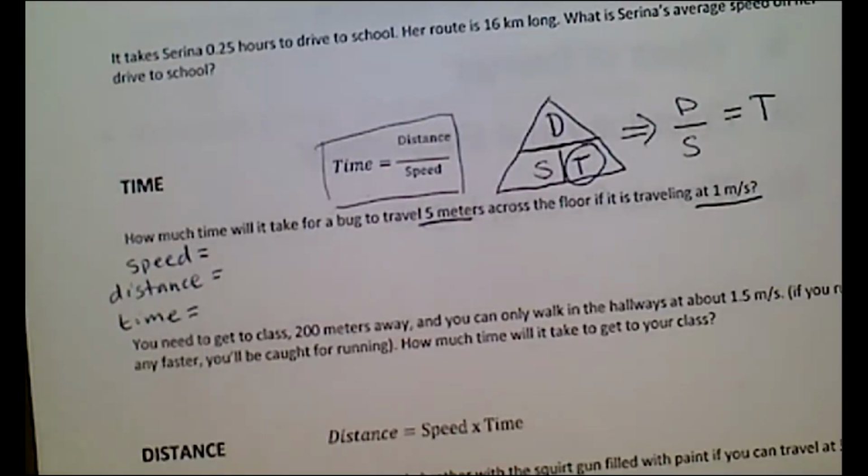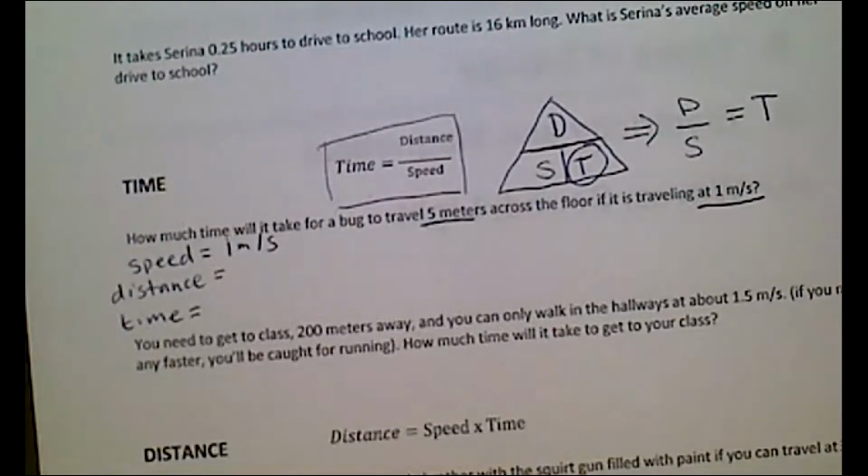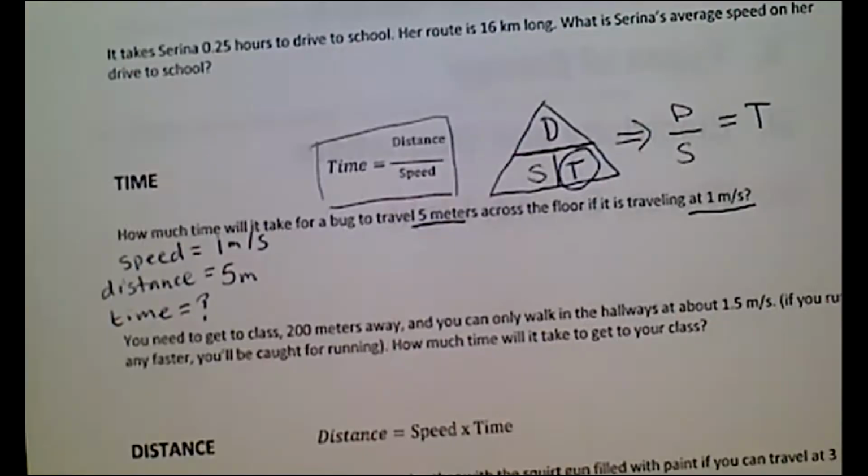Yes, what's our speed here? It's 1, right? 1 meter per second. What's my distance? 5 meters. And do I know the time? No. So I can put a question mark, or you can put an X for your variable if that's what you prefer. So now I'm going to set up my formula.